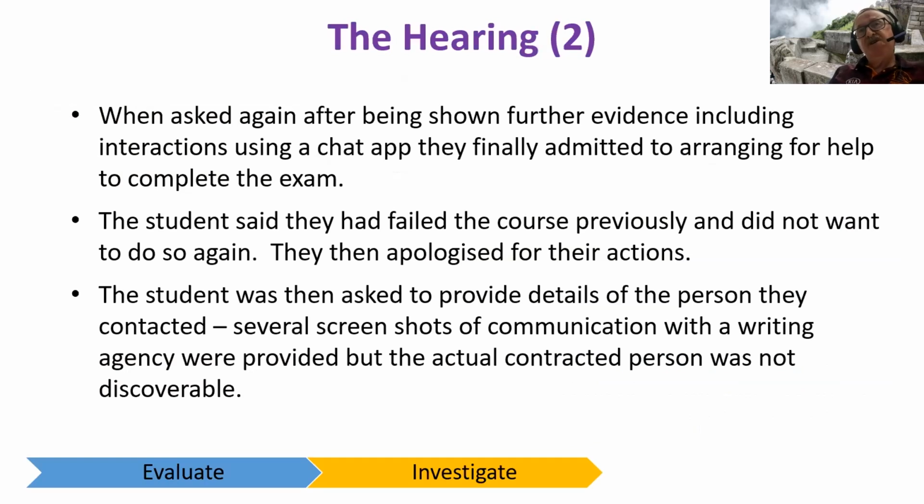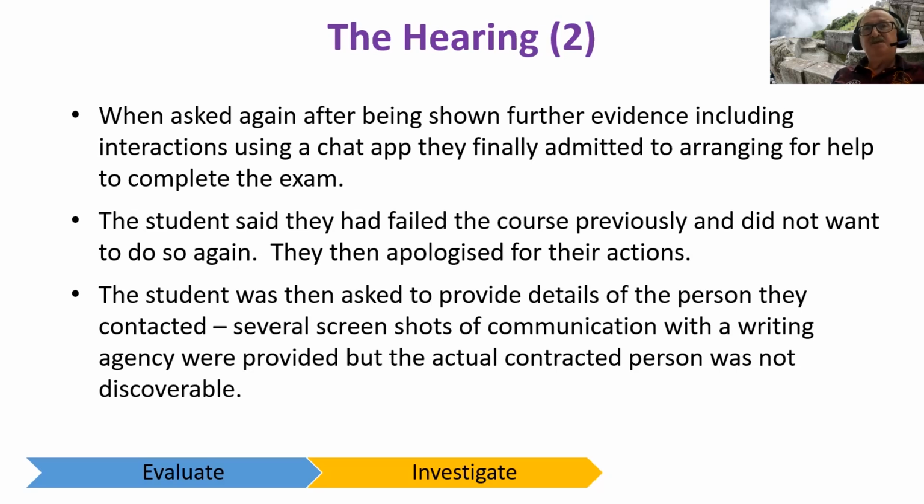So we started just subtly ramping up the pressure on the student, showing them more and more evidence. I haven't shown you all of the bundle of evidence that have been provided, including the fact that we had the evidence that they'd used WeChat to exchange information. And eventually the student caved and admitted they actually did arrange for somebody to help them complete the exam. They'd failed previously. They then became very apologetic. And so we said to them, well, okay, thank you for admitting what you've done.